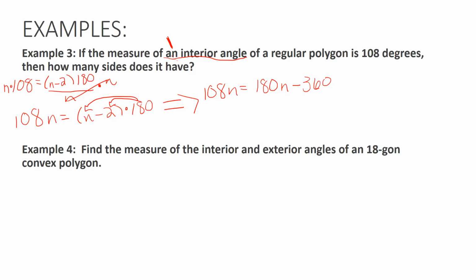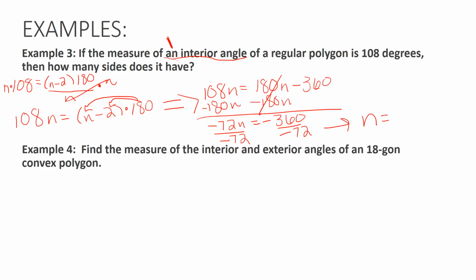Now I have an equation where I just get all of my variables on one side. So I'm going to subtract 180n to get n on the left-hand side. So 108 minus 180 is negative 72n, and we're left with negative 360 on the right. Then we have to divide by negative 72 on both sides, and we get n is equal to 360 divided by 72, which is 5. So this is actually a pentagon. So it has 5 sides. So n is 5.